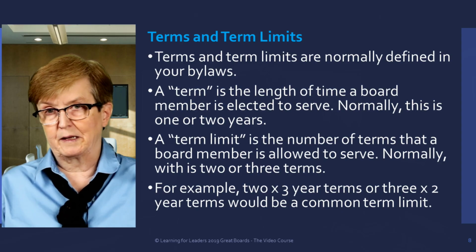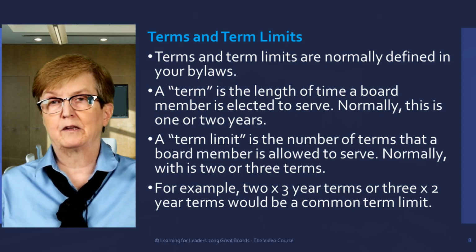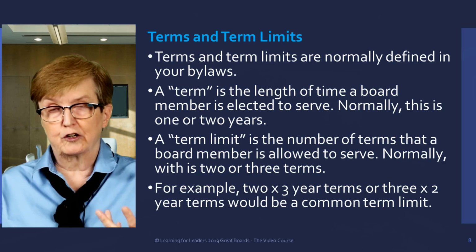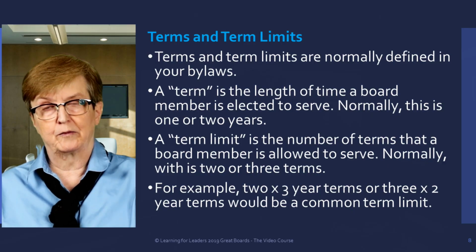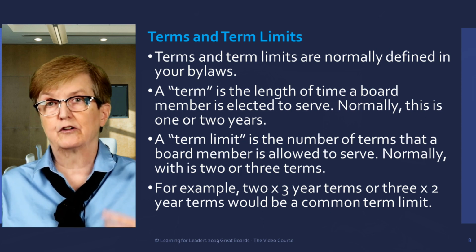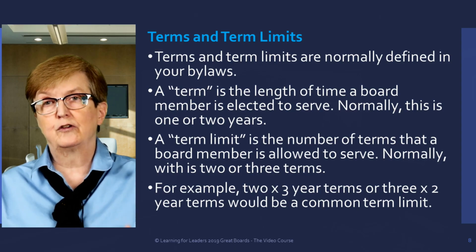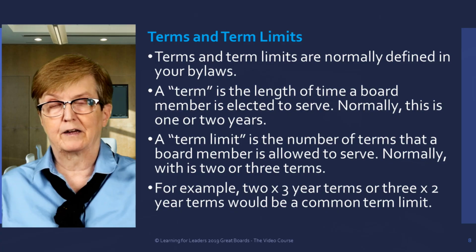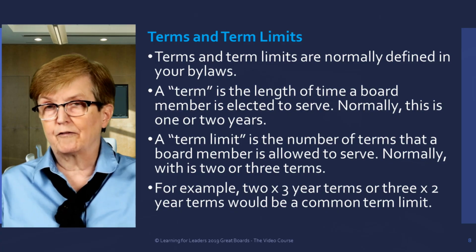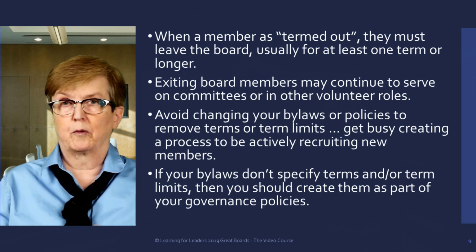A term limit then means that we have a number of terms that can be served consecutively by one board member. So a 2-year term, and maybe 3 terms consecutively is our term limit. That's a very common thing. 2-year term, so I'm elected for 2 years, and I can serve 2-year terms 3 times consecutively. And then I usually have to go off, and the most common going off period is either 1 year or 1 term, depending on what your board would prefer.